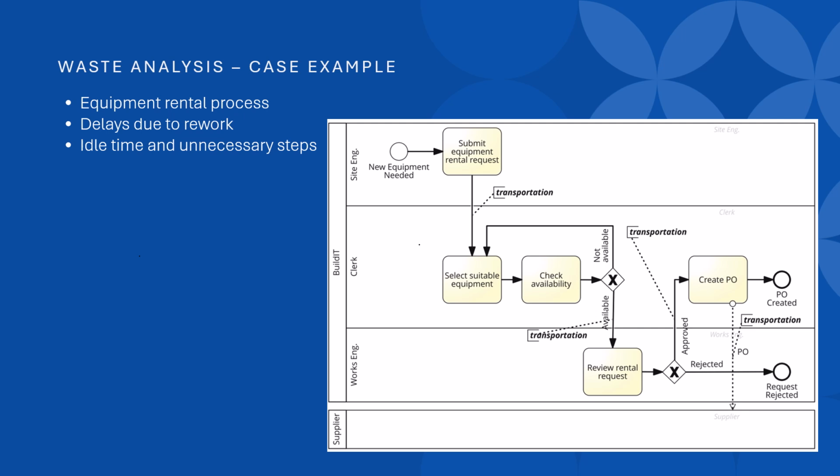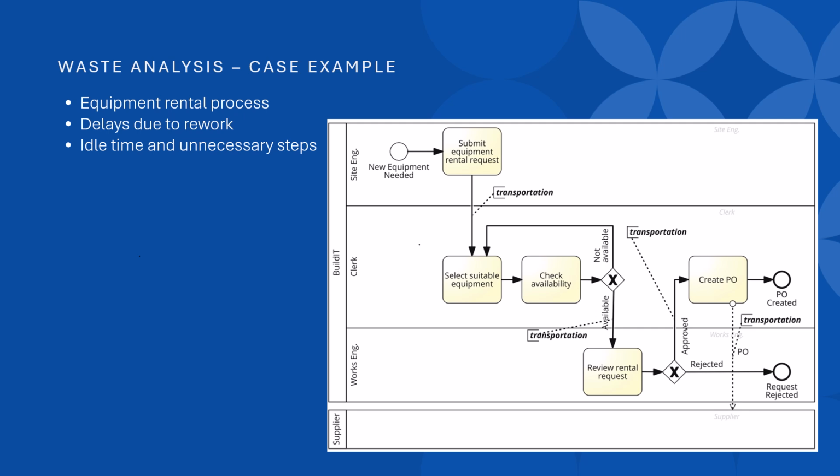In this diagram, we'll look at the transportation waste. Notice how the request moves back and forth between different roles like site engineer, clerk, and works engineer, with each handoff shown with dashed arrows labeled transportation. That is a potential delay and introduces waste. It goes from the site engineer to the clerk, from the clerk to the works engineer, and back again for reviews and the PO creation. These transitions often involve emails, approvals, or system switches, none of which add direct value to the customer.